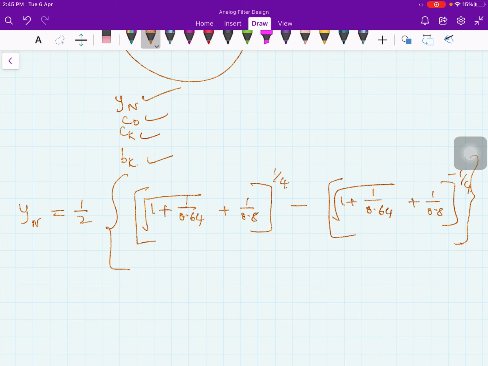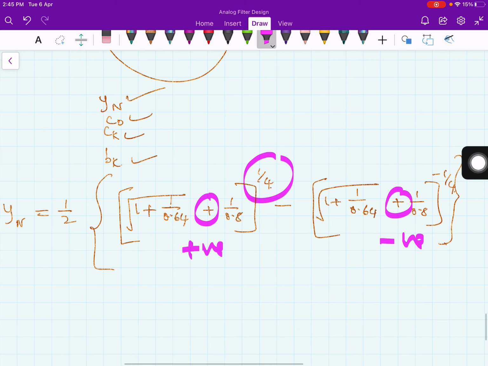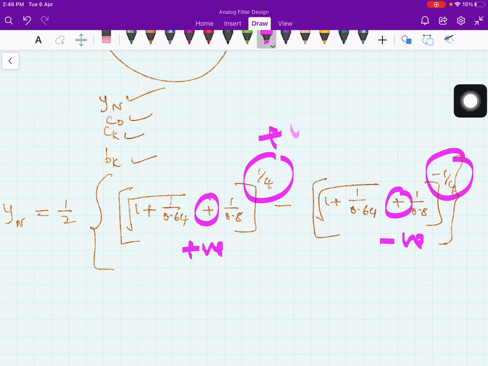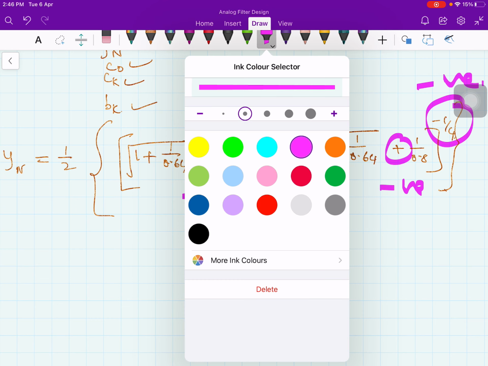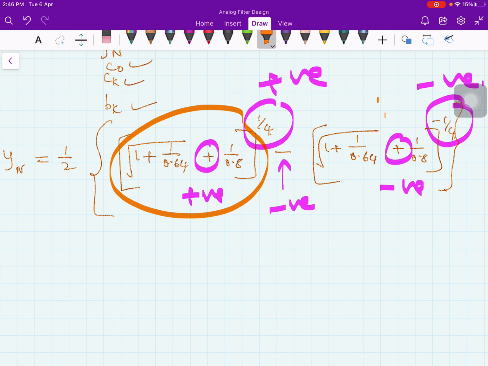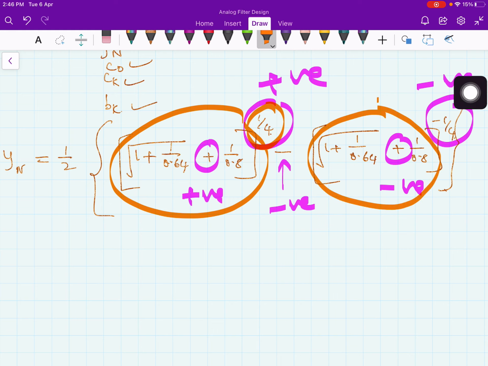It requires a little bit of calculation. Don't make a mistake: here also positive and here also positive, both are positive. The only difference is here the power is 1 by 4 and here minus 1 by 4. The power is positive here and negative there, and here of course there is a negative sign. So both of them are identical factors, only the power is positive here and negative here, that's all.